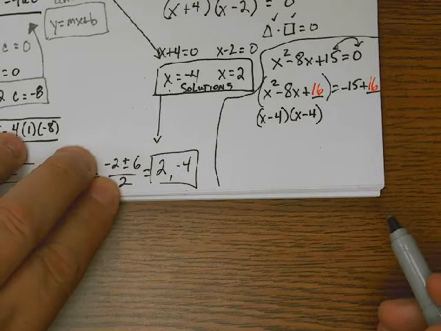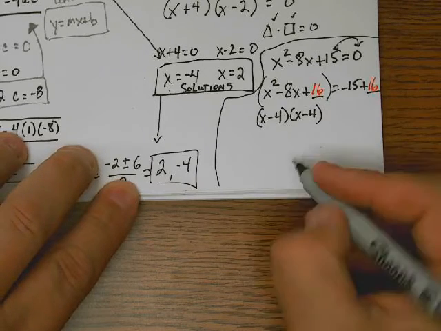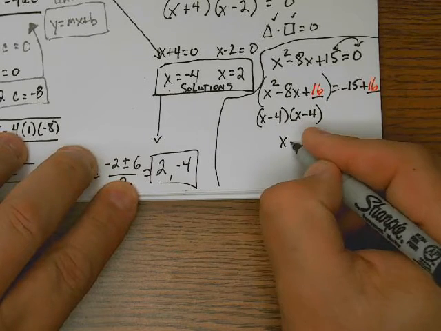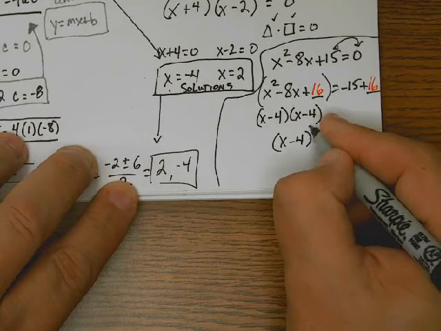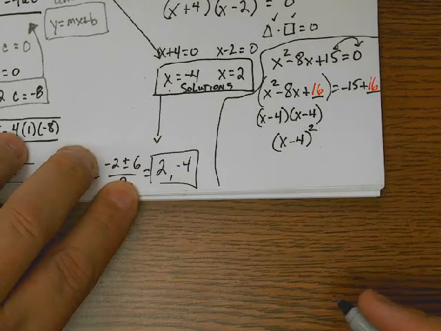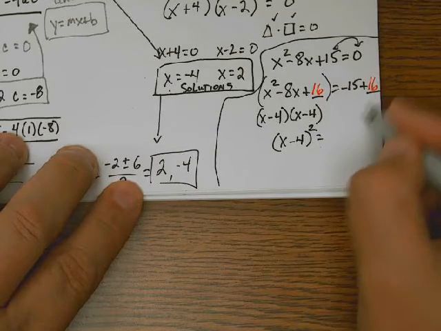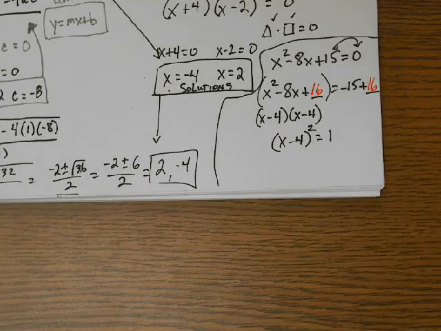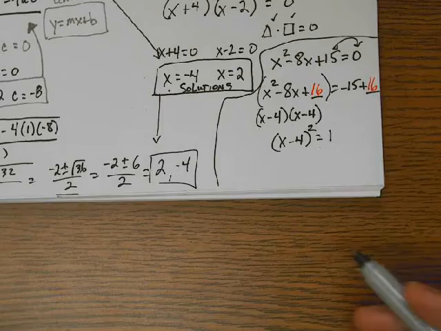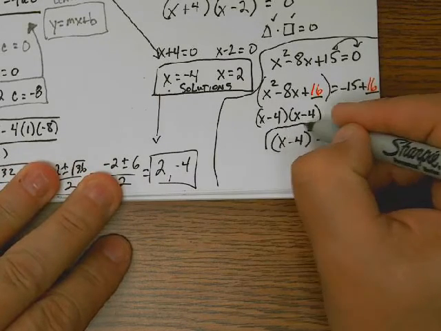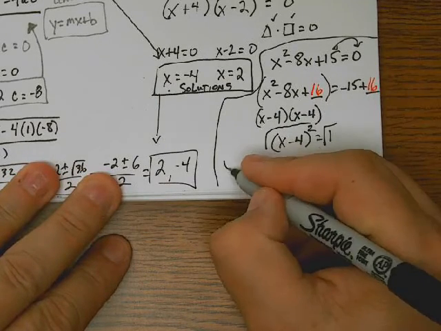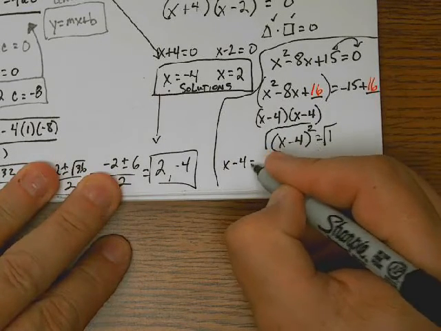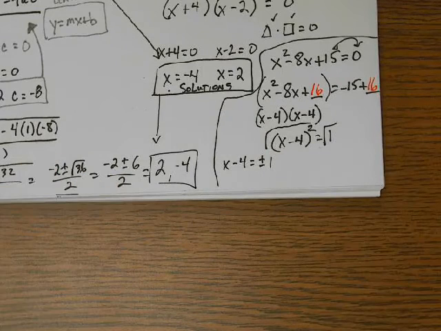Which means it's a perfect square because it's the same term. And rather than writing it as two separate terms, I'm going to write it as a single term squared. -15 plus 16 is 1. Everyone okay? Now I take the square root just like algebra 1. Take the square root of both sides, and I have x minus 4 is equal to plus or minus 1.